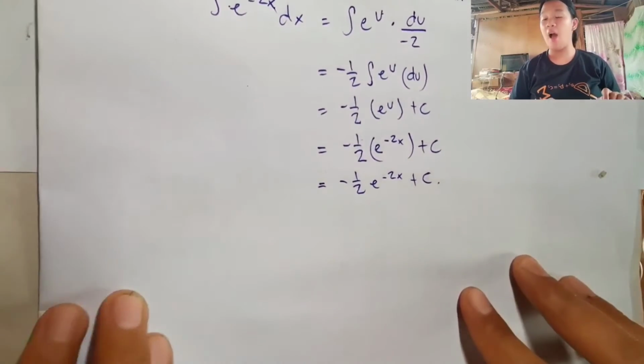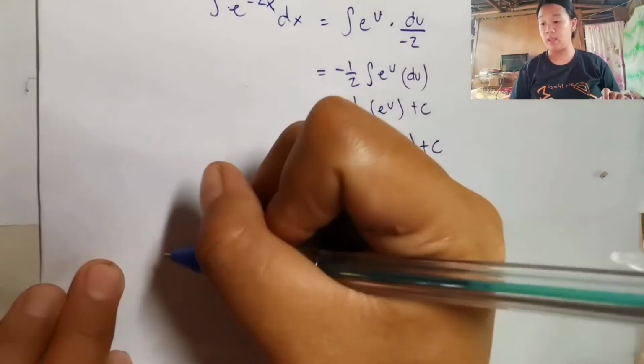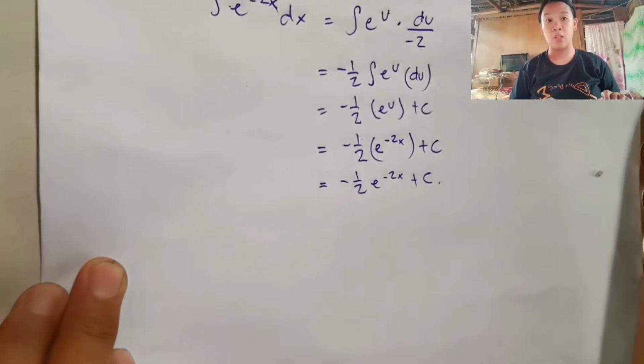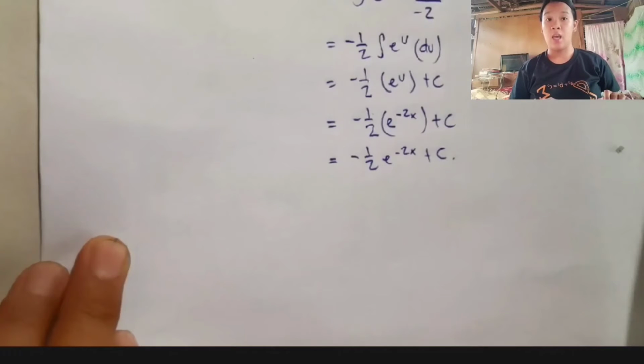Since we already have an answer when we evaluate the integral of e raised to the power of negative 2x dx, which is equal to negative 1/2 e raised to the power of 2x plus c, all we need to do is substitute it into our first equation.